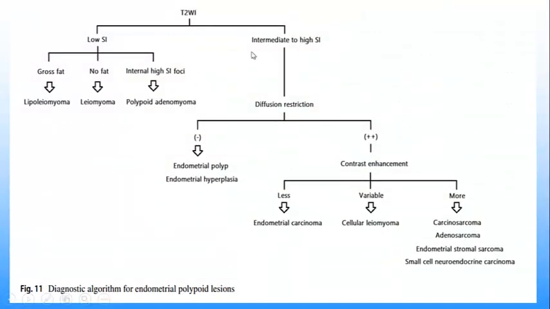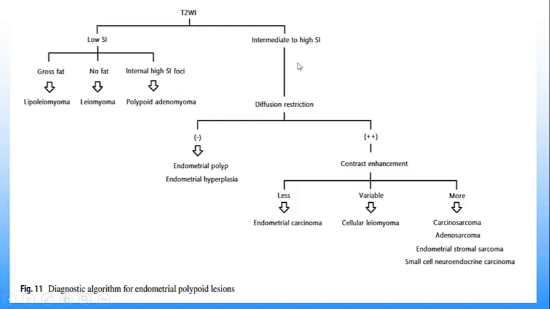This is also a diagnostic algorithm for the endometrial polypoidal lesions. First we look at T2. If we have low signal intensity, then we are talking mainly about leiomyoma, either lipoleiomyoma if we find fat, or if no fat, then it is leiomyoma. The lipoleiomyoma is more rare. And high signal foci due to hemorrhage will be polypoid adenomyoma.